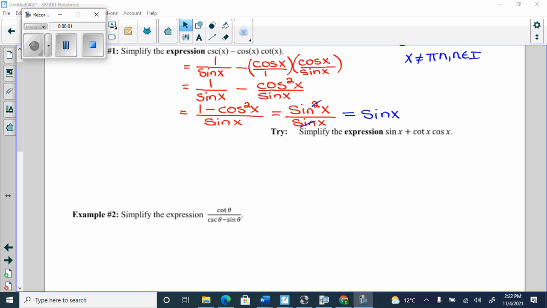Switch them all to sines and cosines. So sin x will stay sin x. Cotan x will switch to, not 1 over tan, cotan x will switch to cos x over sin x. And then cos x will stay cos x over 1. Put them together.